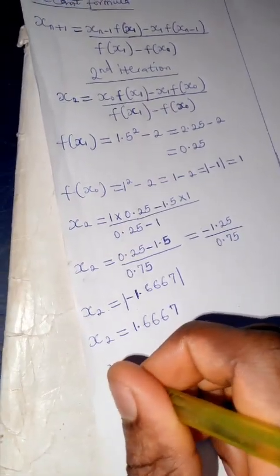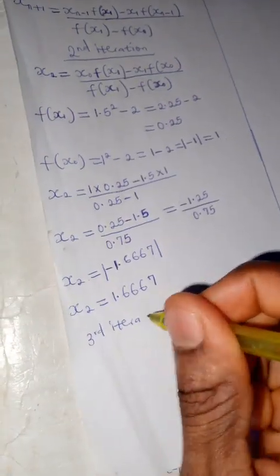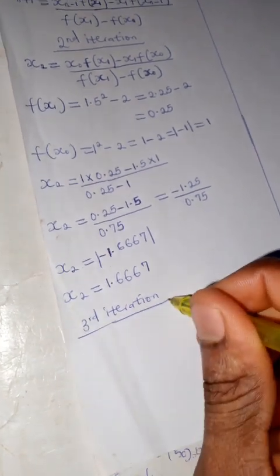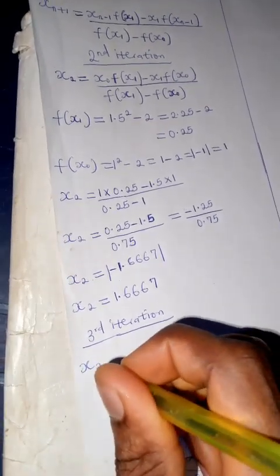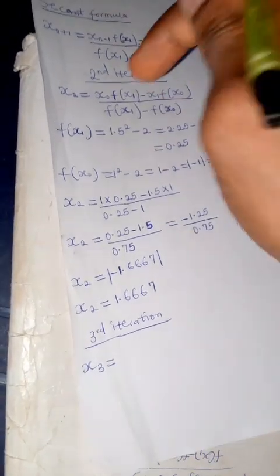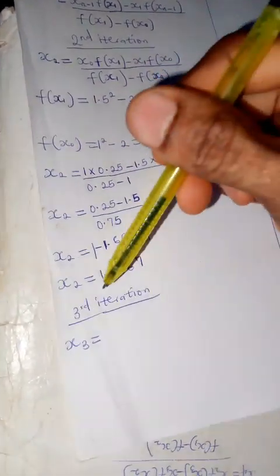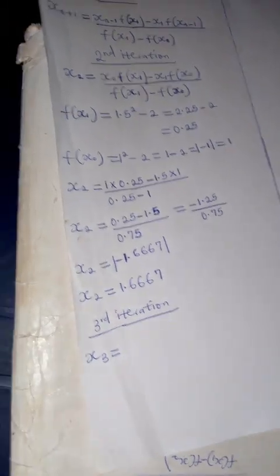Third iteration. Our third iteration means x3. x3 equal to, from here we're going to get the formula of x3. Since we have gotten x1, x2, we'll be working with x1, x2. No need for us to work with x0 anymore.